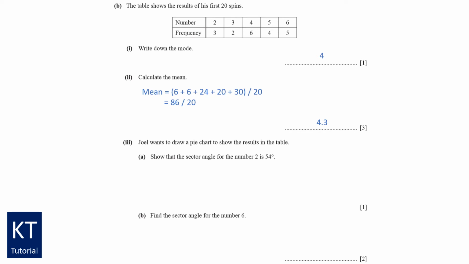Next, Joel wants to draw a pie chart to show the results in the table. Show that the sector angle for the number 2 is 54 degrees. The required sector angle is 360 degrees multiplied by the ratio of 3/20. Next, find the sector angle for the number 6. This angle is 360 degrees multiplied by the ratio 5/20.